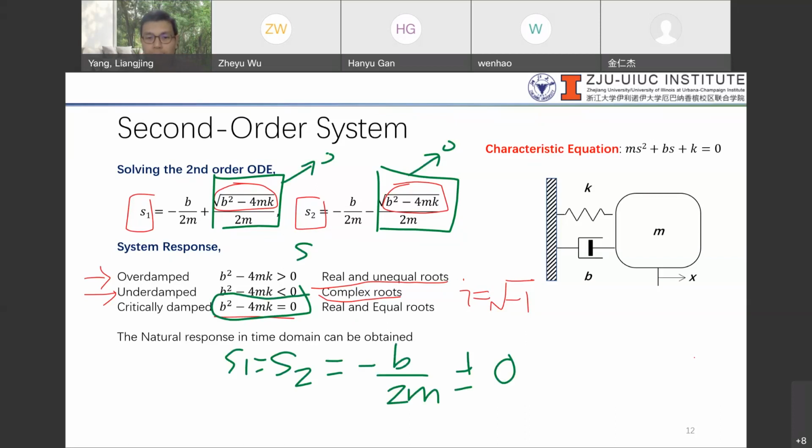All right, so just by looking at this characteristic equation, we can already see whether the system is over damped, under damped, or critically damped. Okay.